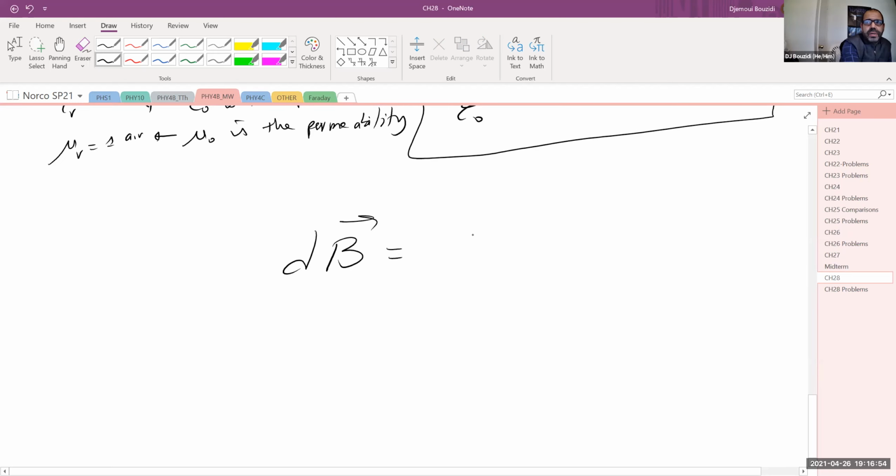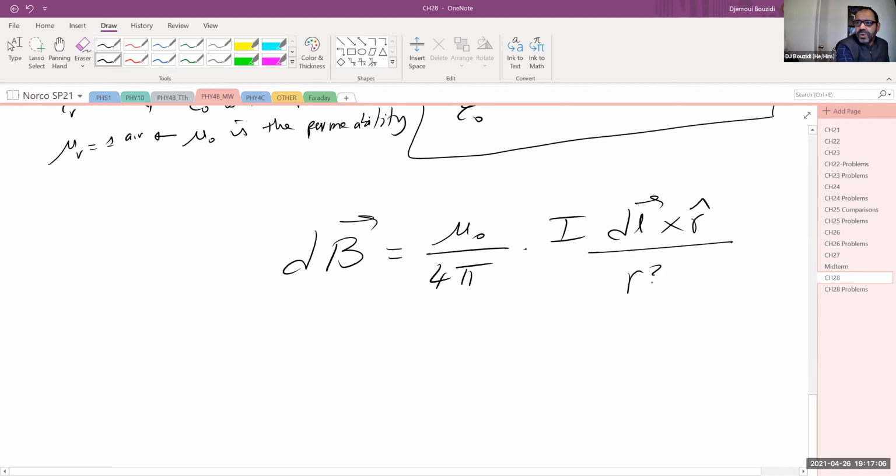This is based on observation, based on experiments. A lot of people worked on this. So it's I times dl crossed with r hat, I'm sorry, unit vector, divided by r squared. Okay, this expression has the 1 over r squared, which created a lot of problems for us when we were doing electrostatics.